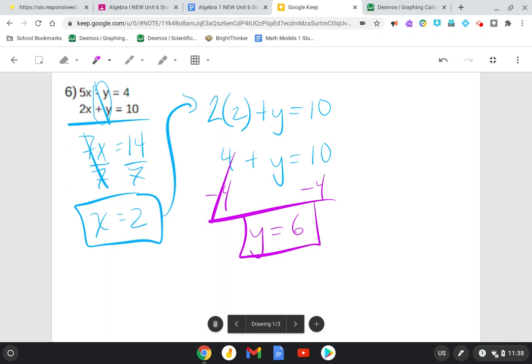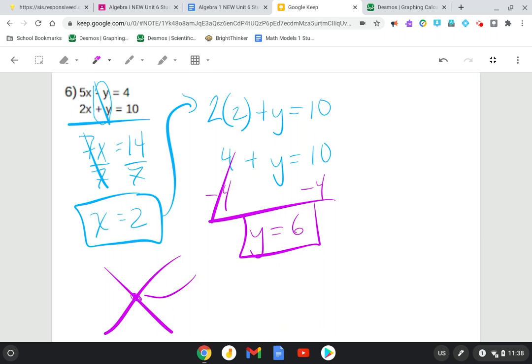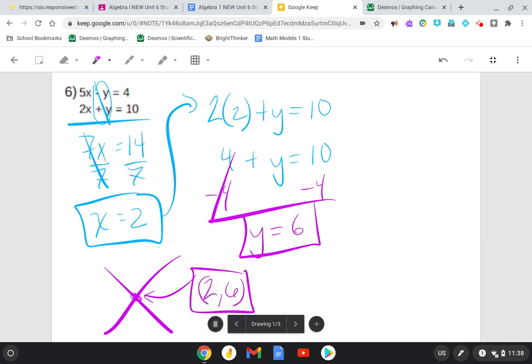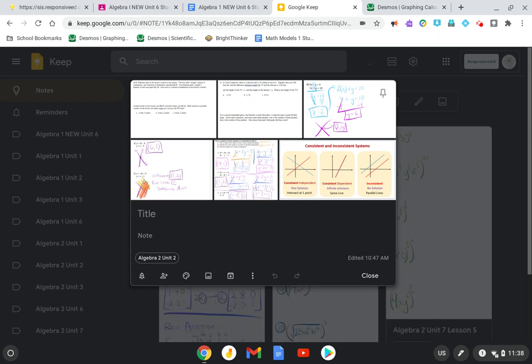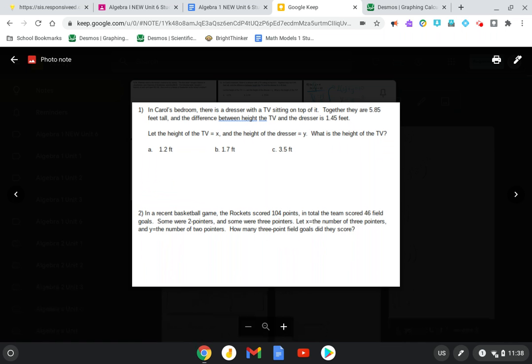So that would be one where we solved it algebraically. But you can still solve this one using the method we used in the previous problems, putting it in y equals form and graphing it and finding that point of intersection, which in this case would be 2, 6 would be my solution. All right, so the rest of this is going to be word problems. So I'm just going to work through these and kind of explain how to think about each one.